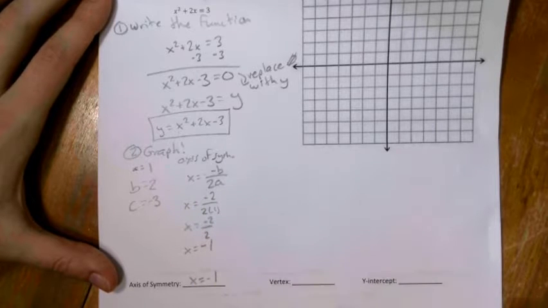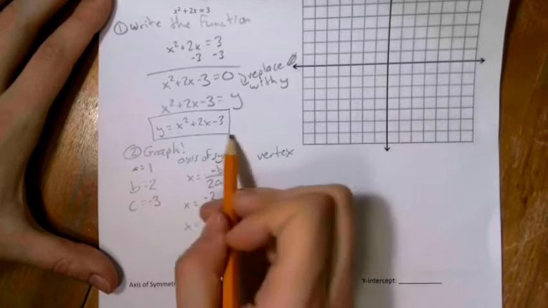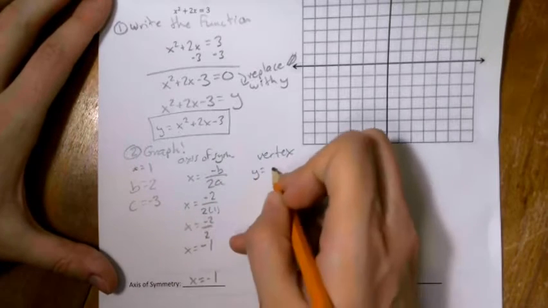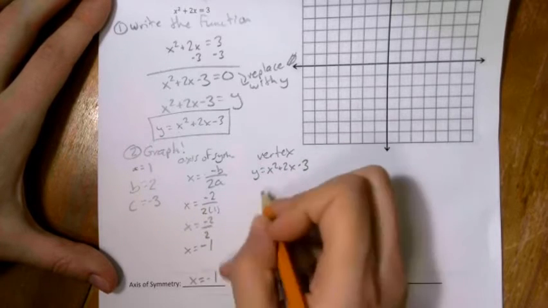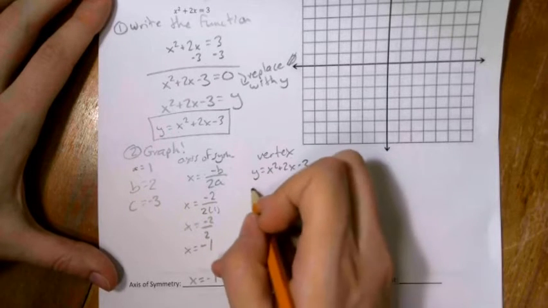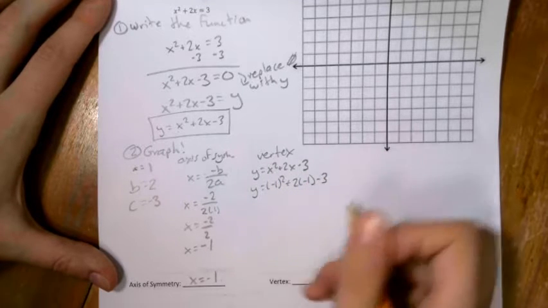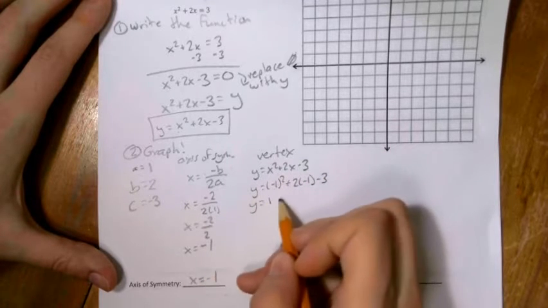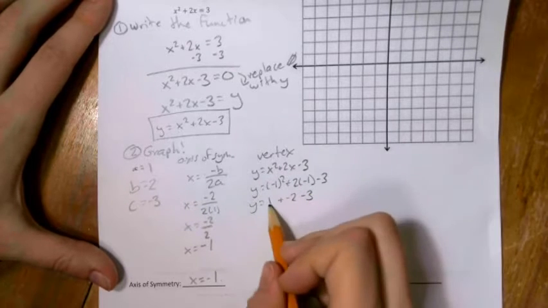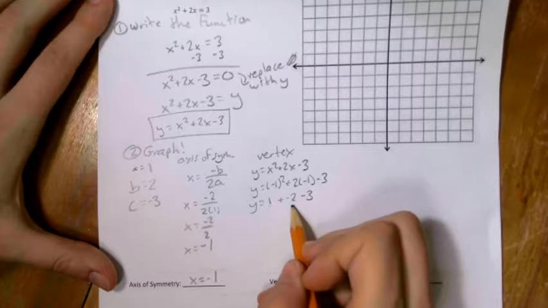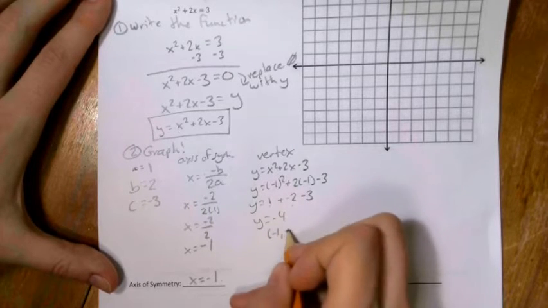So that means x equals negative 1 is my axis of symmetry. Now that I know my axis of symmetry, I can find my vertex. I'm going to take my function and plug in my negative 1 everywhere I see x. So y equals negative 1 squared plus 2 times negative 1 minus 3. Negative 1 squared is just 1, plus 2 times negative 1 is negative 2, minus 3. 1 plus negative 2 is negative 1. Negative 1 minus 3 is negative 4. So my vertex is at negative 1, negative 4.